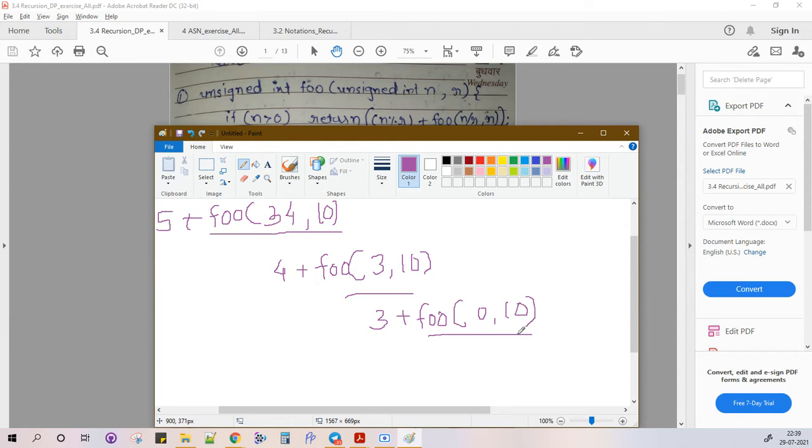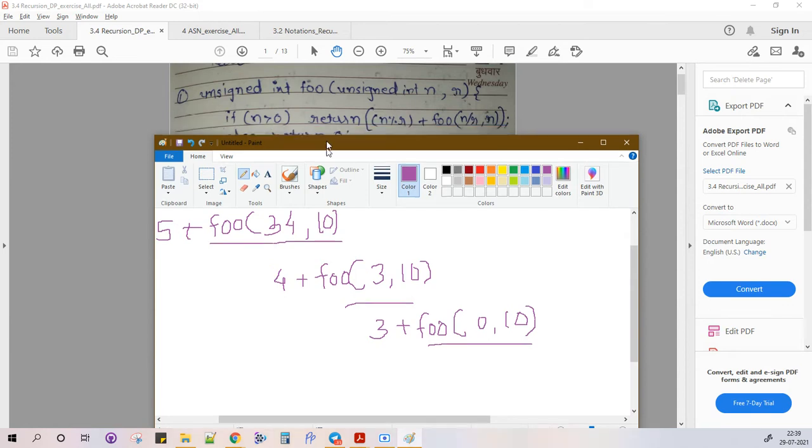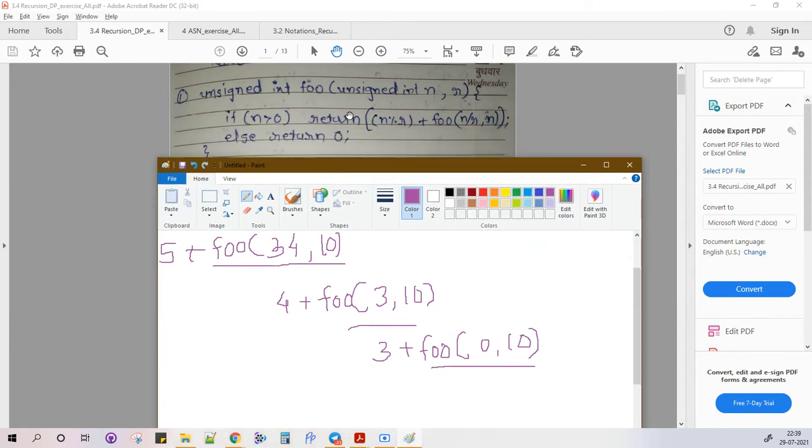Again I have a function. This is not done. Now if n equals 0... if n is greater than 0, then this will return this. Else, what will it do? It will return 0, right? So there is no more function call.